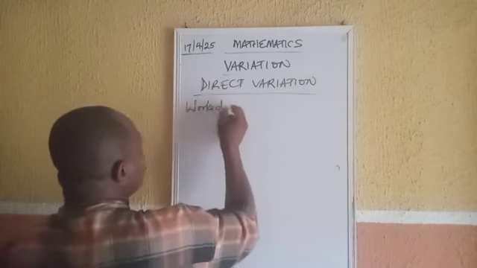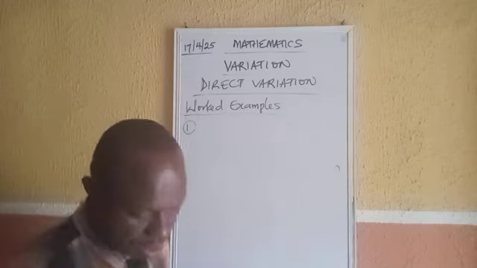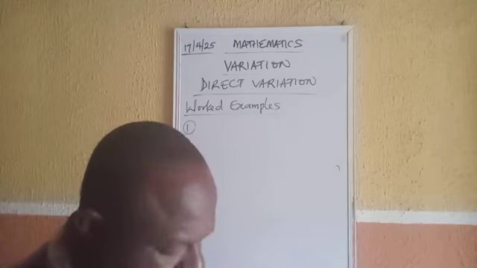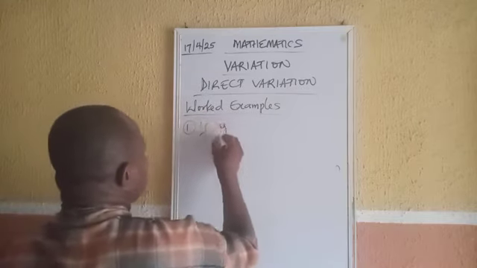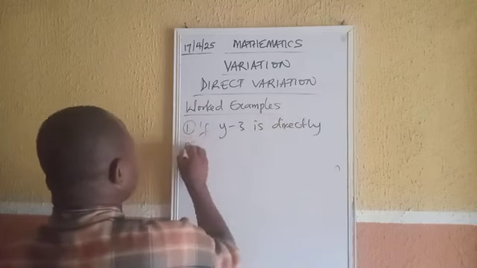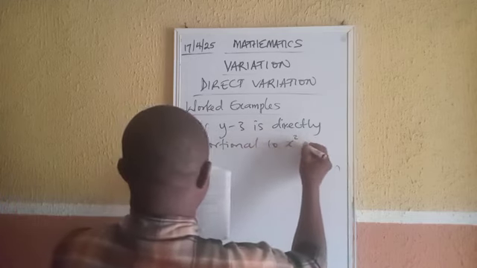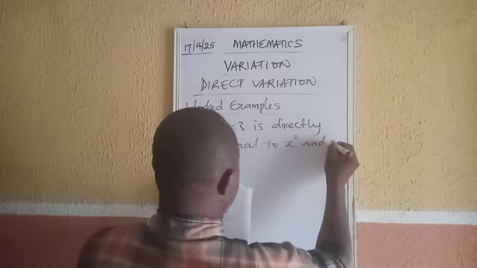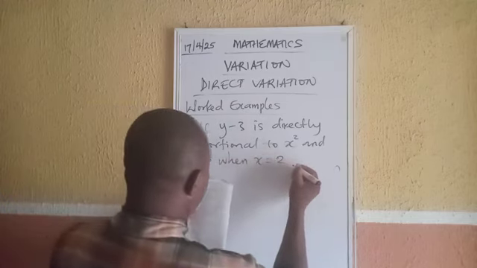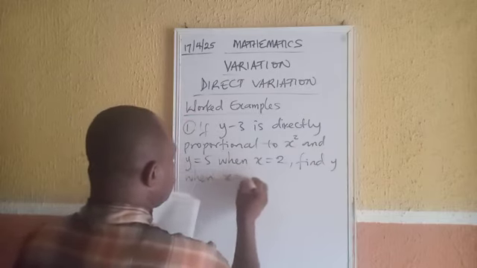Let's look at some examples. Example 1. If y minus 3 is directly proportional to x squared and y equals 5 when x equals 2, find y when x equals 6.